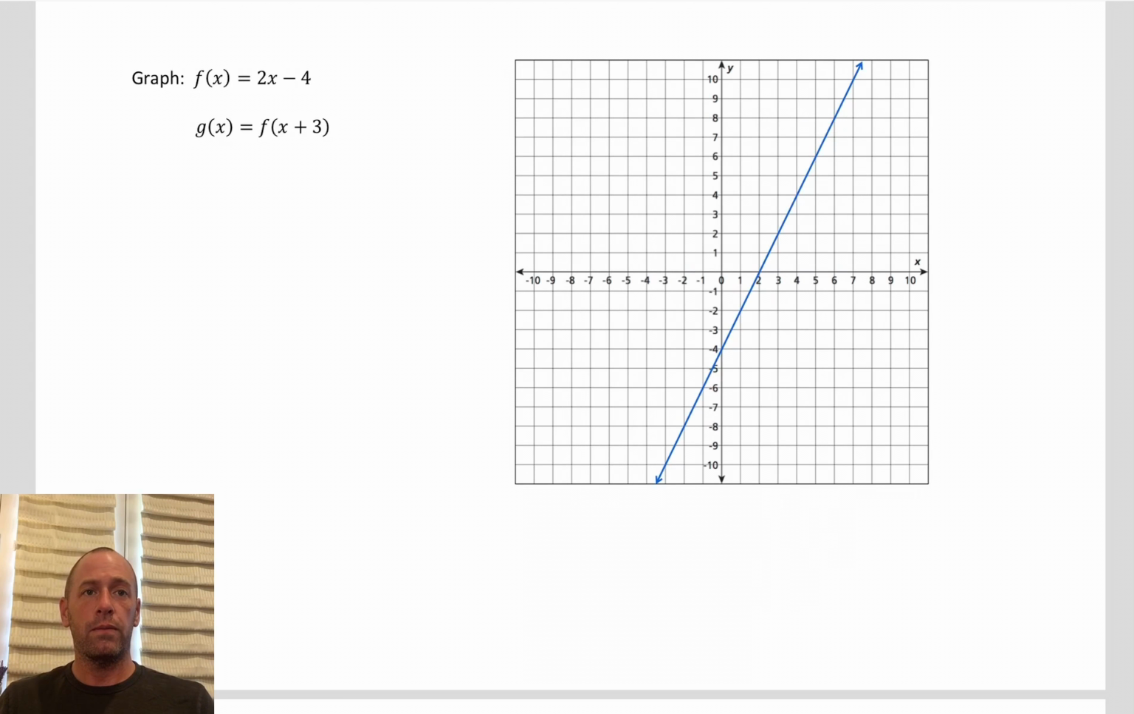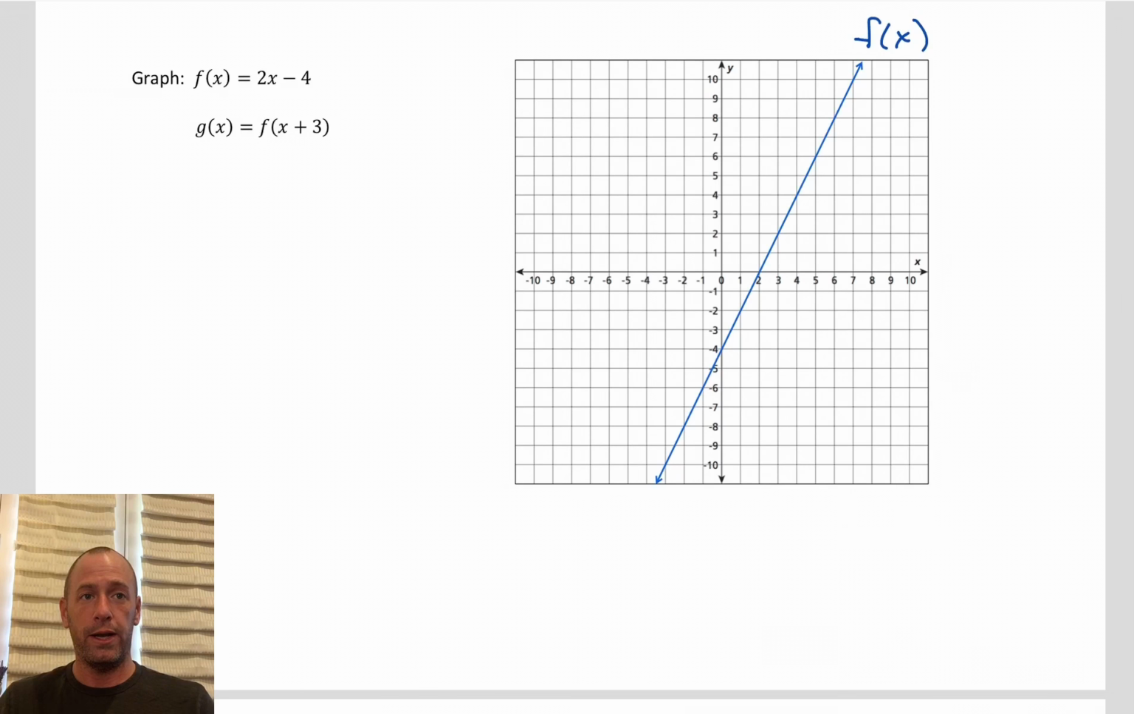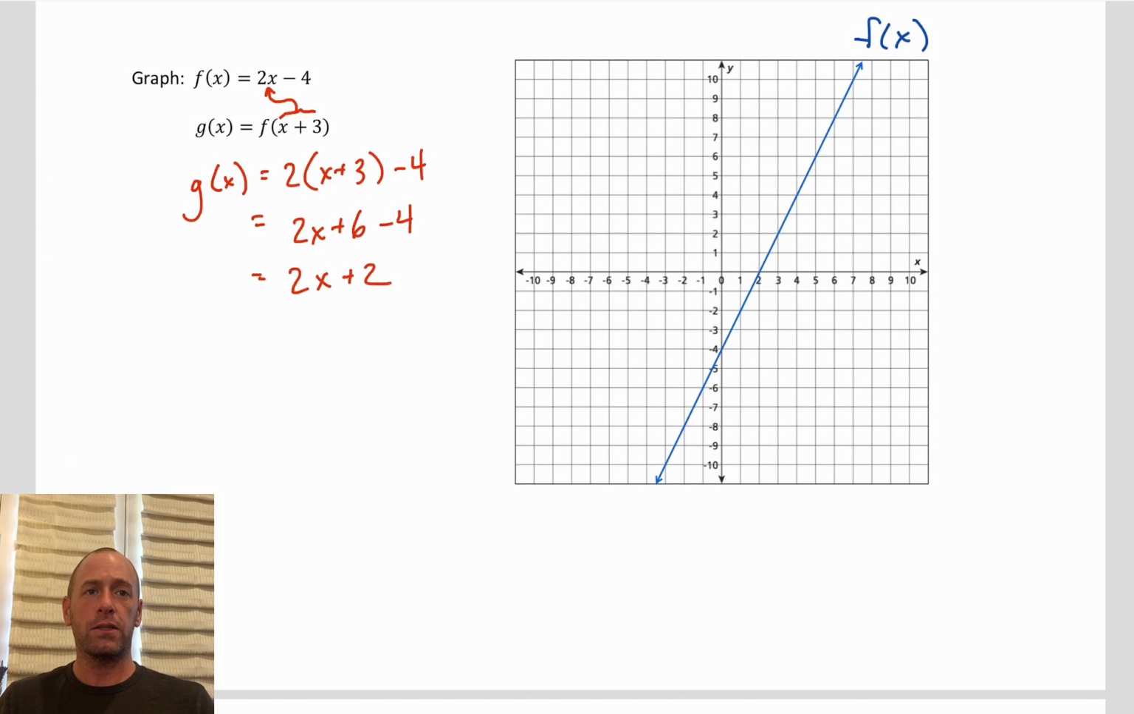For the next function, I'm going to start with f of x at 2x minus 4. So my y-intercept is -4, my slope is 2. Here what I'm going to do is replace my x with x plus 3. So essentially I'm adding 3 to each input. And what I'm going to do is substitute that x plus 3 everywhere I see an x. So g of x is going to be 2 times x plus 3, subtract 4. I'm going to distribute and collect my like terms, and I'm going to end up with 2x plus 2. And that's my new function, g of x.